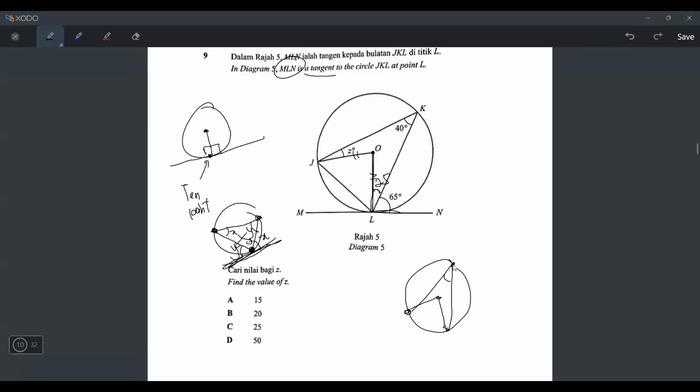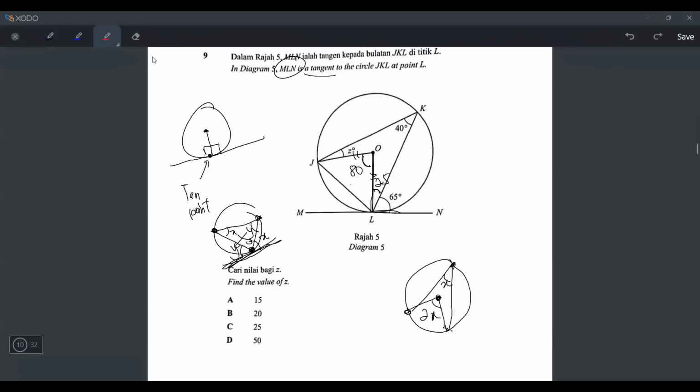If this touches, this touches, this touches, and it looks like a rocket like this, and the angle here is x, it means the angle here will be 2x, twice as big. Just remember the angle at the center is always bigger than the angle at the side. The 40 is the side angle, so the angle at the center must be bigger. So 40 times 2, 80.